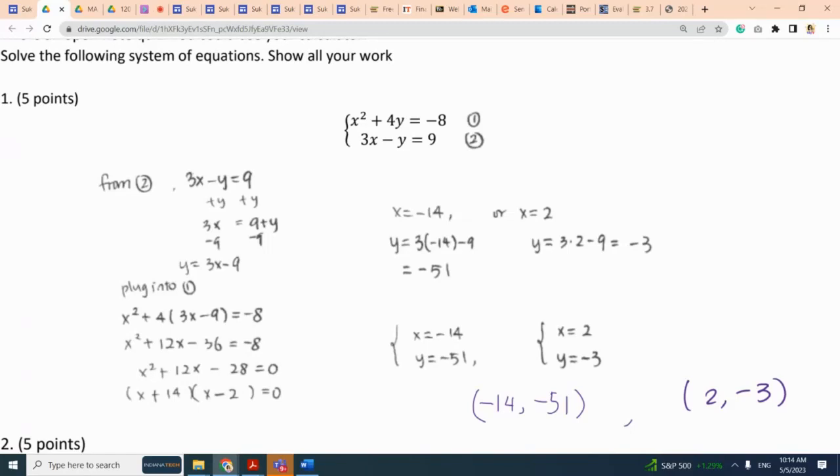How about our y? Oh, our y is 3x minus 9. So when x is -14, my y is 3 times -14 minus 9, which is -51. Is that okay, everybody? And then when x is 2, 3x is 6, minus 9, which is -3.